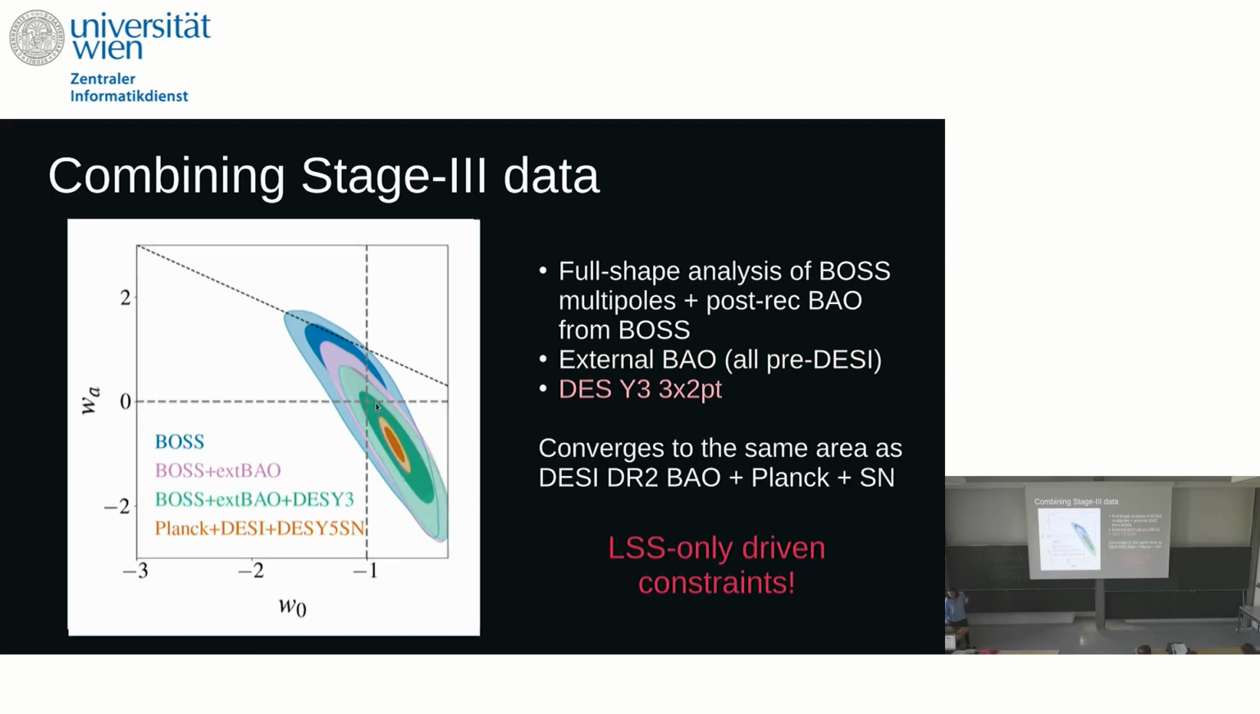It's shrinking. And then we also do a combination with photometric data using DES Y3, 3 times 2 point. And that's the green one here. As you can see, it's still pretty broad and still consistent with lambda-CDM, but it seems to converge towards the same area that was obtained by DESY DR2. And again, this is an LSS-only driven constraint.